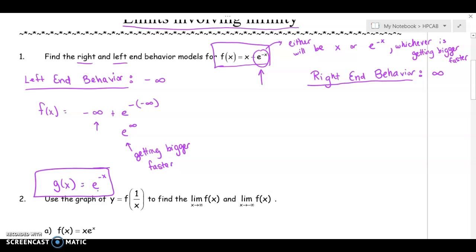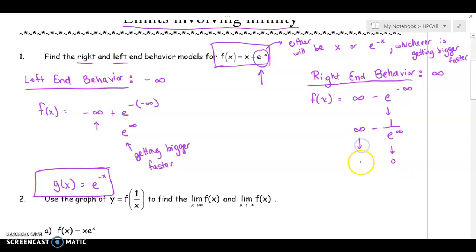The right end behavior is as we go to infinity. So now you plug in positive infinity instead of negative infinity for x. So we've got positive infinity minus e to the negative infinity. We have to figure out which one's getting bigger faster. Well, e to the negative infinity is the same thing as 1 over e to the infinity. 1 over something really large is going to approach 0. 1 divided by 2, versus 1 divided by 3, 1 divided by 4, 1 divided by 5, 1 divided by 6. It's getting smaller and smaller, closer and closer to 0.